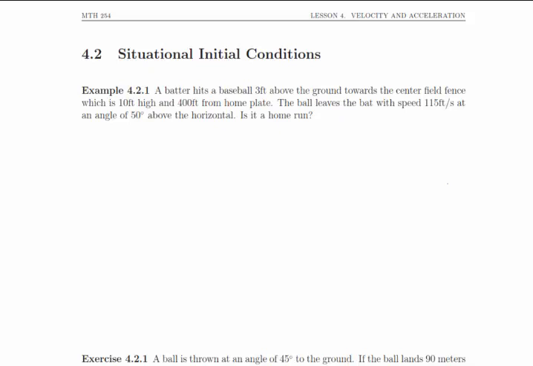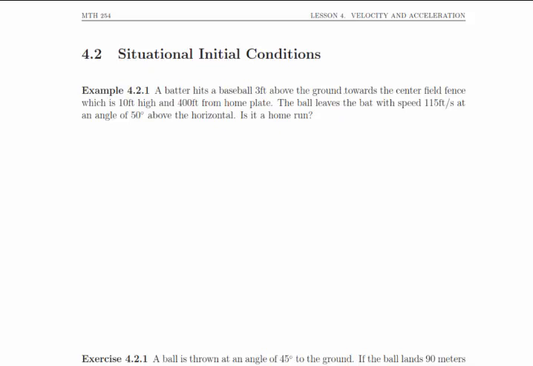So our first example that we're going to look at is a batter hits a baseball 3 feet above the ground towards the center field fence, which is 10 feet high and 400 feet from home plate. The ball leaves the bat with a speed of 115 feet per second at an angle of 50 degrees above the horizontal. We want to know, is it a home run? Go ahead and pause the video if you want to and just read through this a couple times.